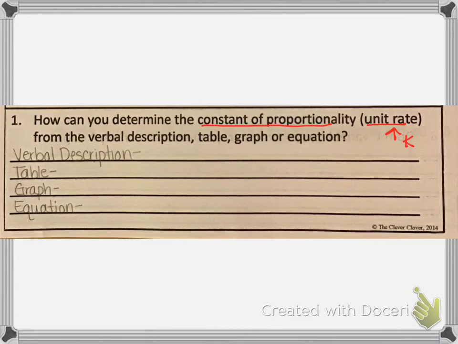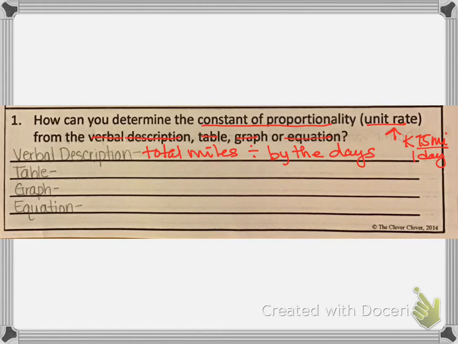So it's asking, how can we find the constant of proportionality from a verbal description, from a table, from a graph, and from an equation? So if we were looking at a verbal description, we would know that we're looking at the total miles divided by the number of days. So in this case, we took the 525 and divided it by the 7 days, and that gave us what the constant of proportionality is, which, if you recall, it was 75 miles per 1 day.